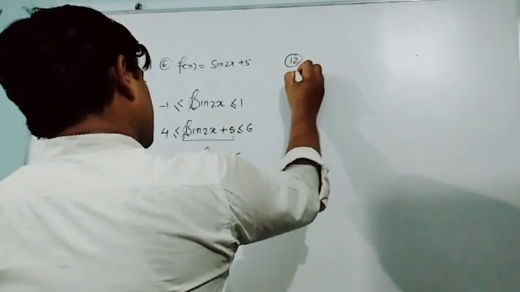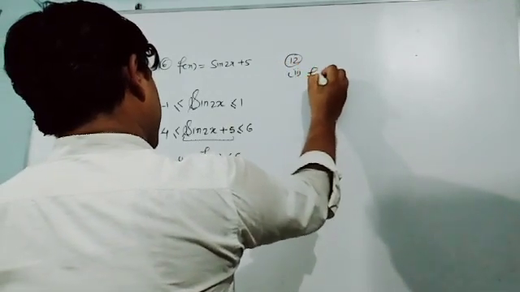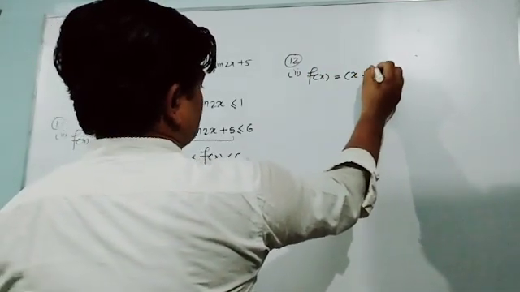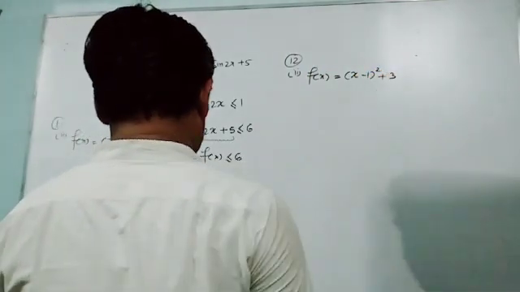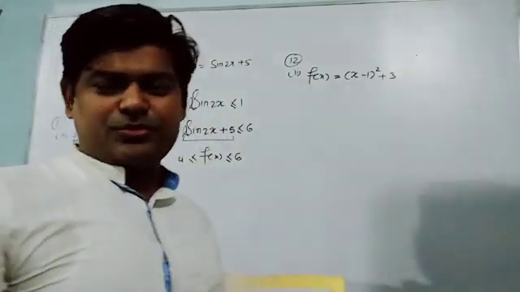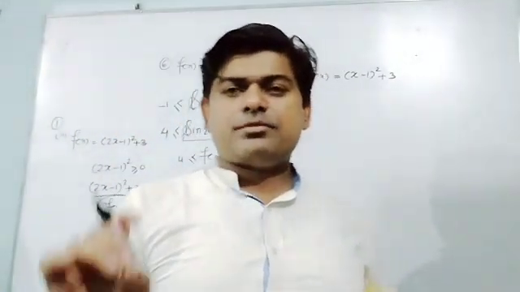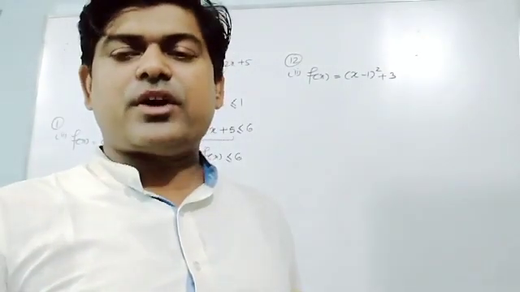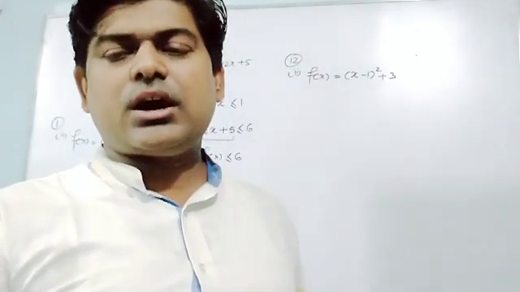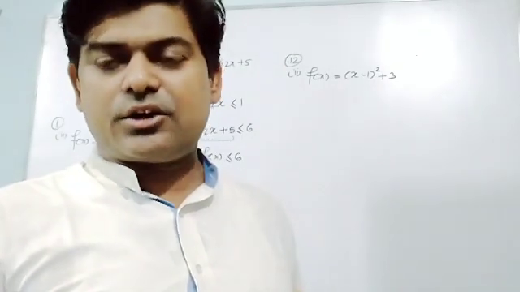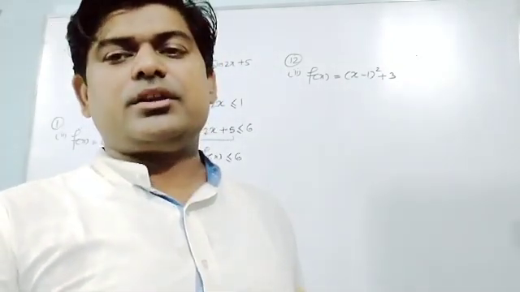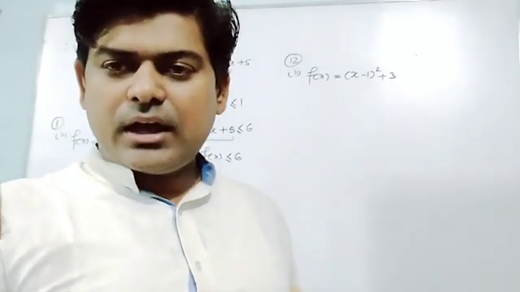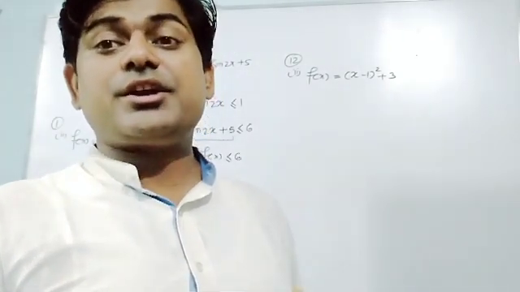Question number 12, the second part. You can see f(x) is equal to (x minus 1) the whole square plus 3. What I told you, if you remember, is that we will find f dash x, then set f dash x equal to 0 to find the turning point or critical point, and after that I'll find the value of f(x) at the turning point and at the given interval.